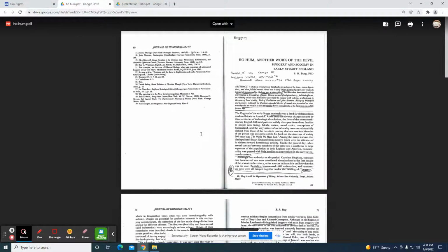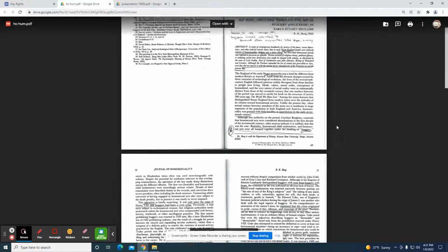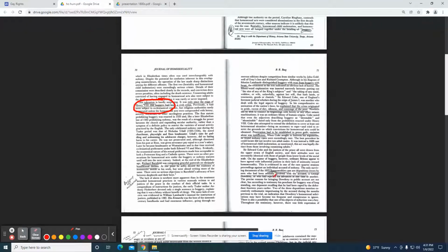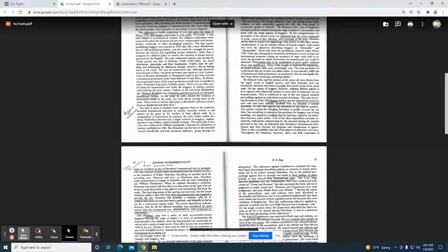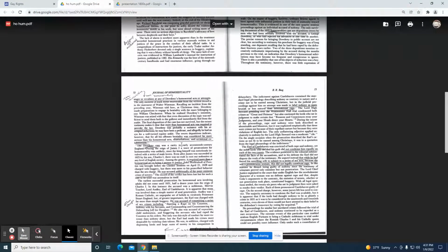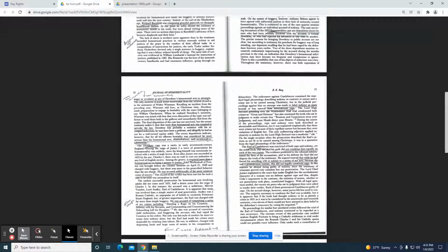In this reading, Ho Hum, another work of the devil, we have once again some of those laws. And in this one, they're going to be looking at some historic cases. Here we have the 1600s. We don't want to focus too much on trying to know everything about what's going on in the 1600s. But when you're done with this reading, we should have some understanding of the common issues taking place.